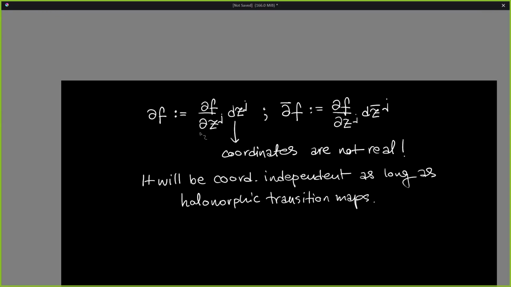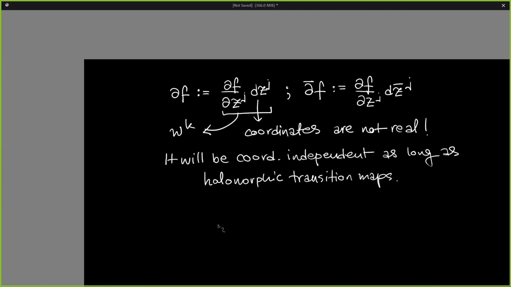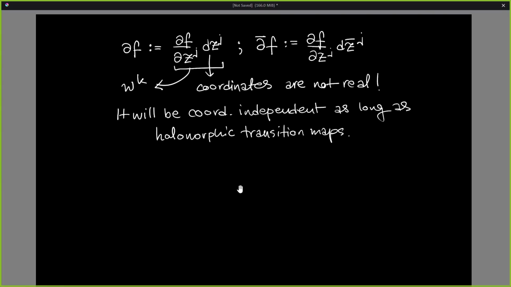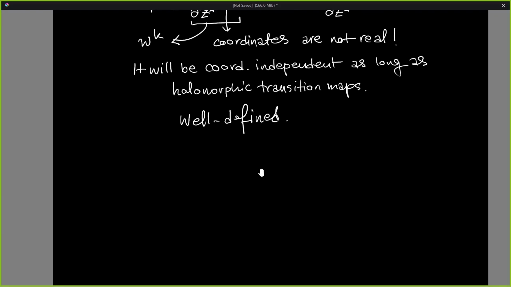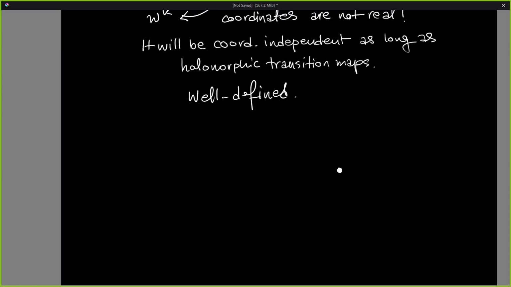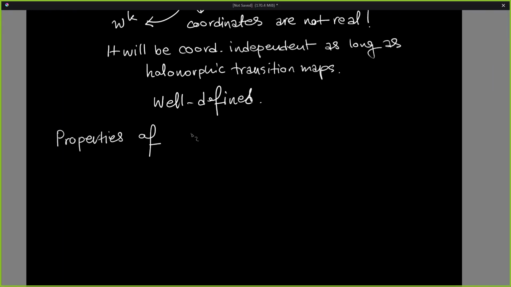So yeah, if you transfer this to another local coordinate w j, or w k, let's say, you'd find that it would have the same form there. So this is well defined. So that's the last thing to do. And now we would like to show some properties of partial and partial bar.